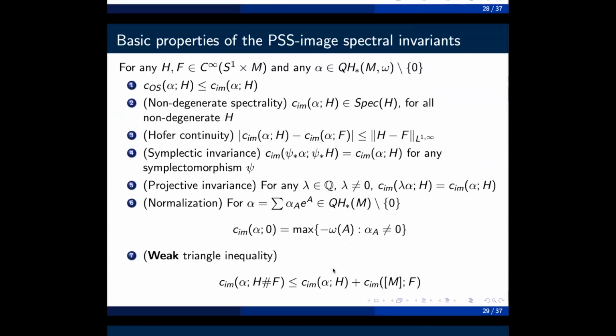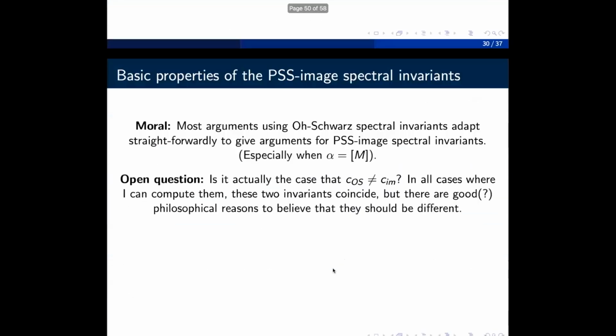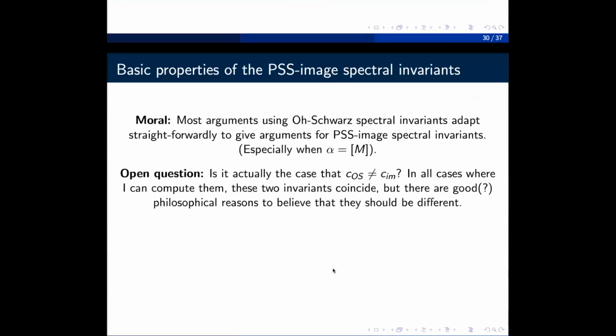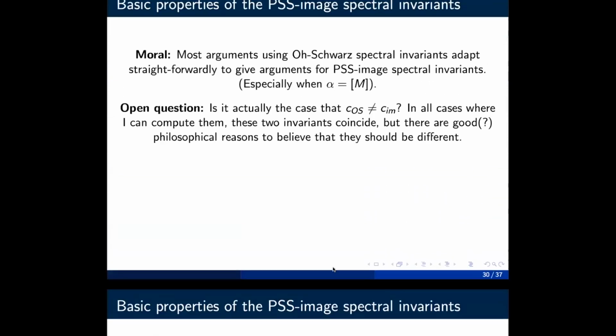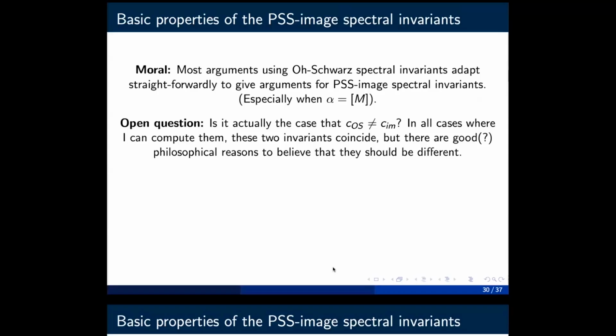So somehow I've given you a somewhat inferior spectral invariant, and why do that, right? Why do that yourself? Well, the answer is that I can actually compute that thing dynamically. Let me just say this, which is, it's an open question as to whether this actually agrees with the O-Schwarz spectral invariant or not, okay?